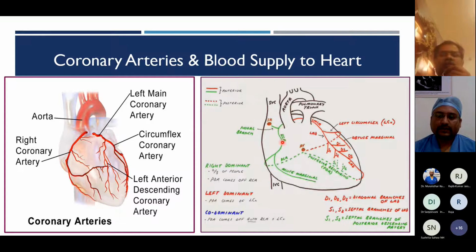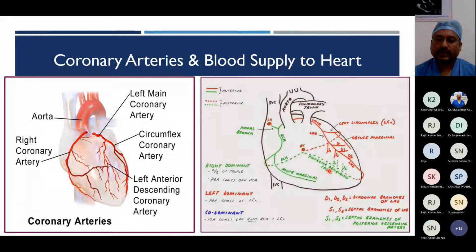right side of the atrioventricular groove, and then it descends down as the posterior descending artery, and it gives an acute marginal branch. It supplies all the nodal nodes of the heart, while the left main divides into the left circumflex and LAD. The LAD runs in the anterior interventricular groove and supplies the septal branches and the diagonal branches, while the circumflex supplies the obtuse marginal branches.